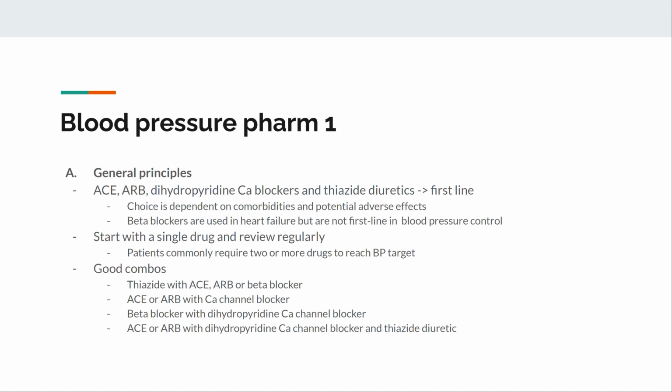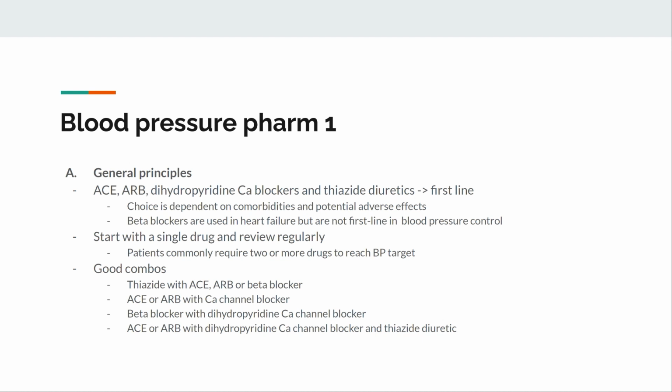You should also know that beta blockers are also on this list, but they're used more in heart failure and they're not actually first line in blood pressure control. So they're mostly used for heart failure. So how you prescribe these drugs is you start with a single drug and you review regularly. And obviously in that review, you find out if the blood pressure is getting under control. And if it's not, you can increase the dose or add another drug. And just as a side note, patients usually require 2 or more drugs to reach their blood pressure target.